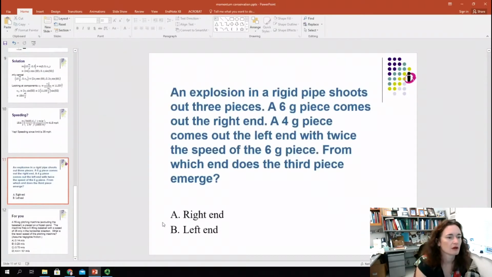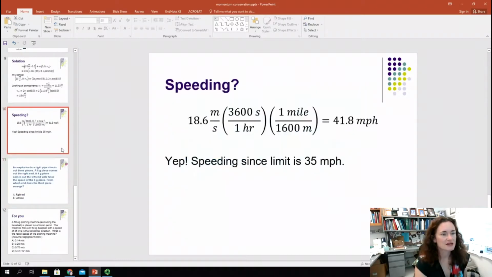Okay, so that's pretty much what I wanted to talk about today. I wanted to go over momentum conservation and give you a couple of examples with vector notation to chew on. If you have any questions about any of that, let me know, and I'll see you in class.